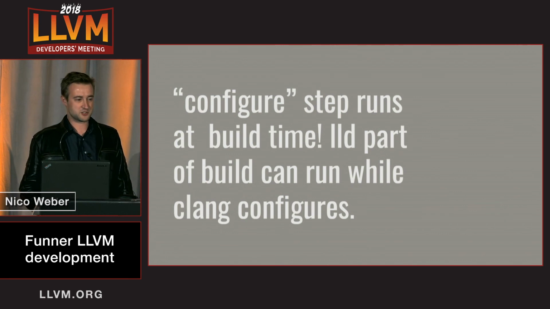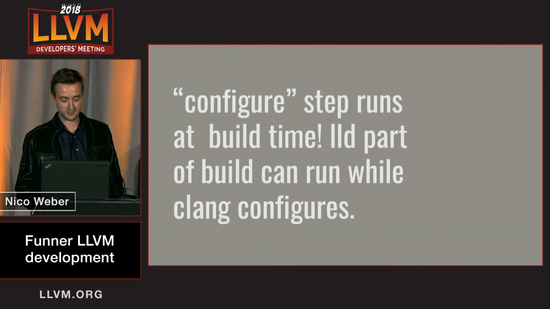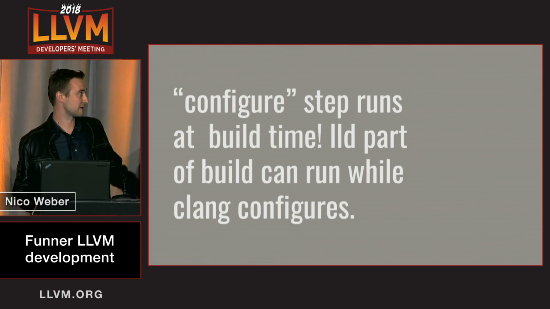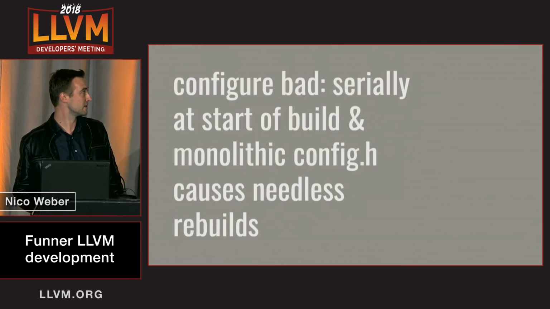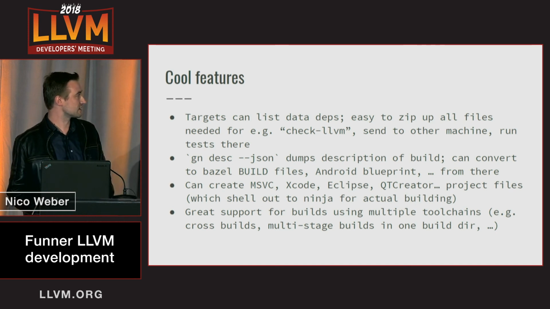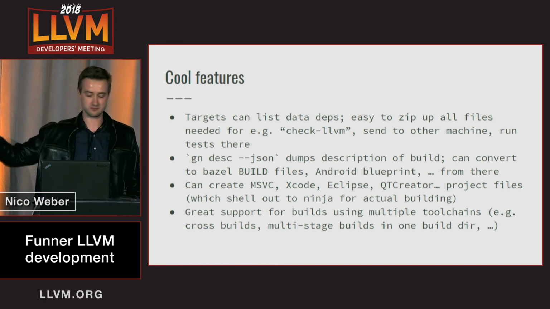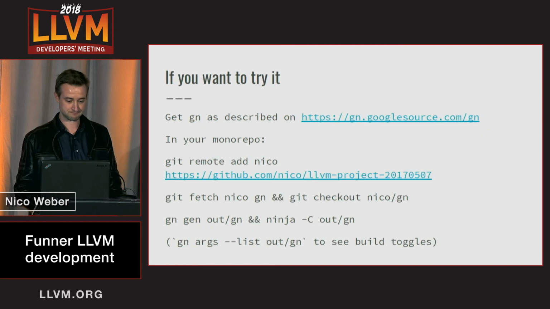The configure step in the GN build runs at compile time, which means writing the Clang configure header can happen in parallel with actually building LLD or LLVM. I have a long rant about configure in general, that I don't have time for. There's a whole bunch of other cool features that GN gives you. For example, you can very easily compress all the tests into a zip, upload that to a server, and run tests elsewhere, and do something else locally in that time.